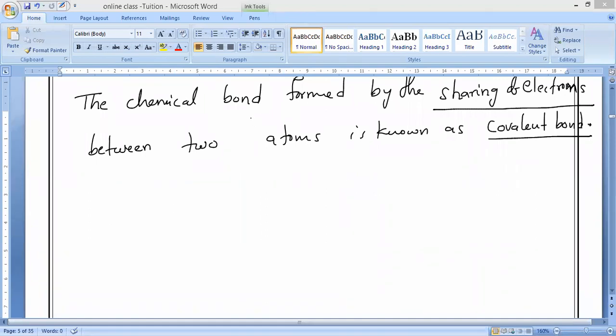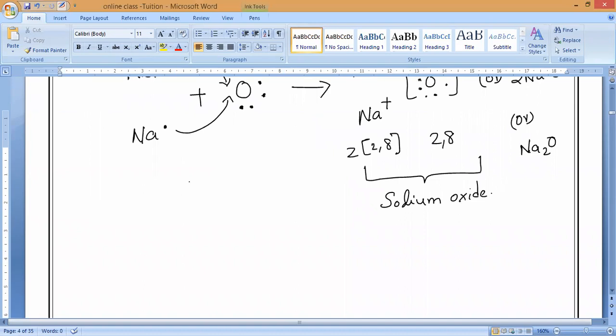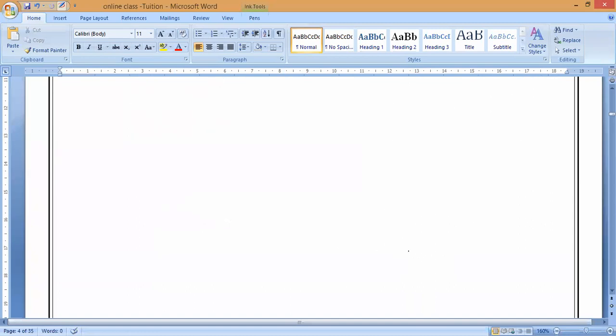Now please respond. What kind of elements form ionic bonds? Ionic bonds form between metals and non-metals. Yes or no? Metals and non-metals. Now my question: covalent bonds form between what kind of elements? Anybody? Non-metal and non-metal.